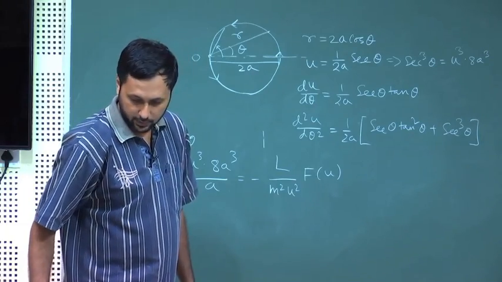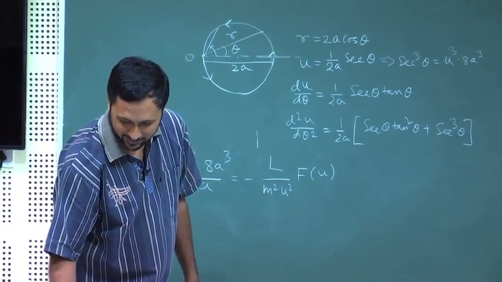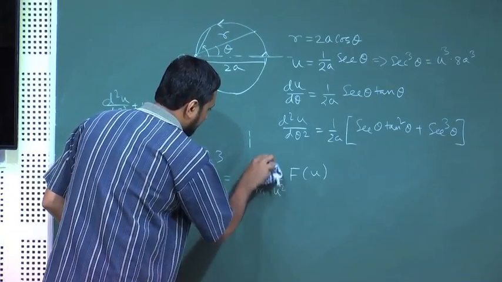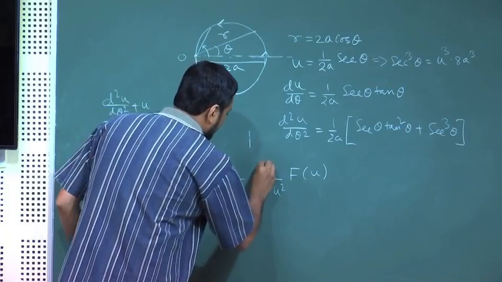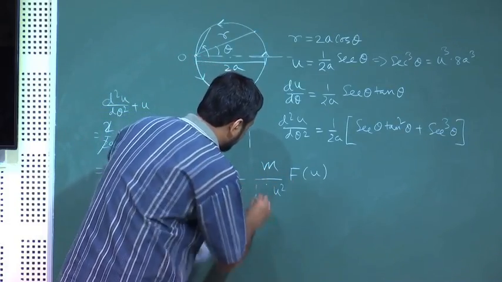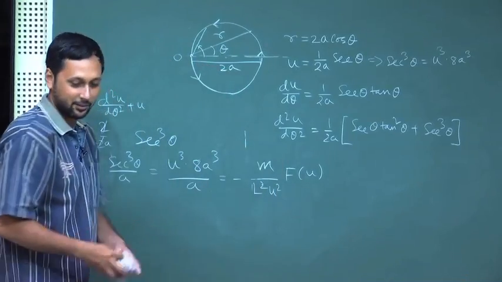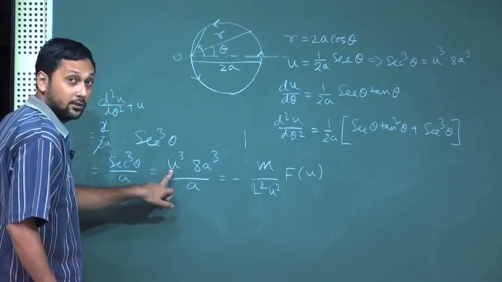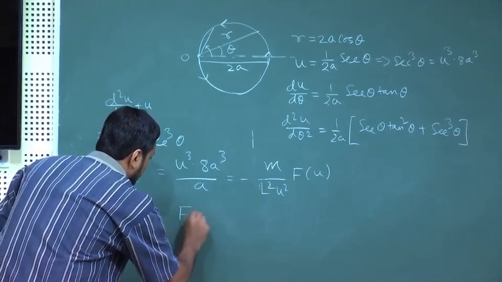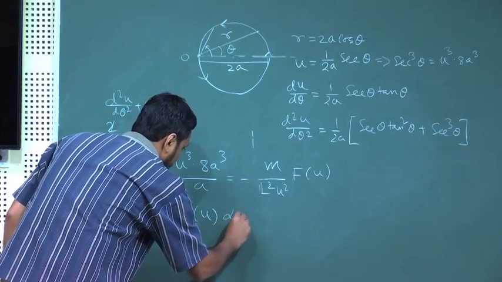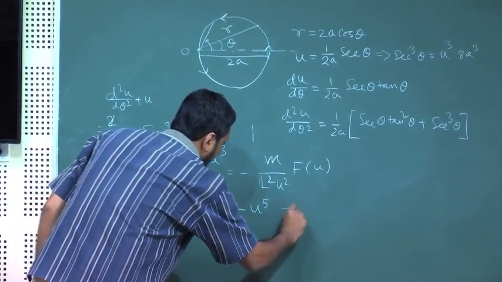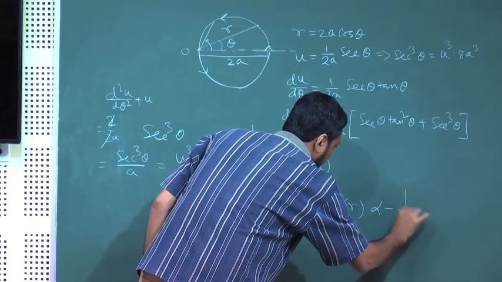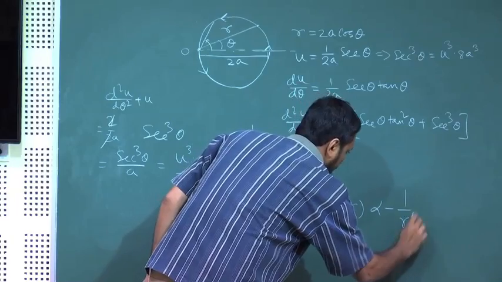Or sorry, once again I think I messed up. It will be m by L square u square f of u, I always forget this expression. Anyway, so there is a u square here and there is a u cubed here. So, essentially the law of force f of u will be proportional to minus u to the power 5, which tells us that f of r is proportional to minus 1 by r to the power 5.